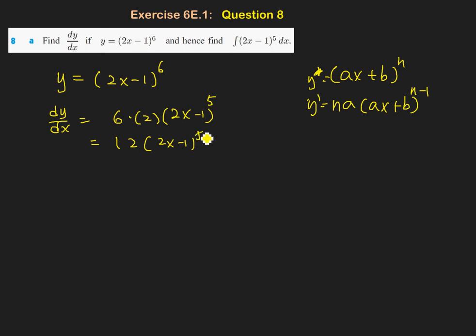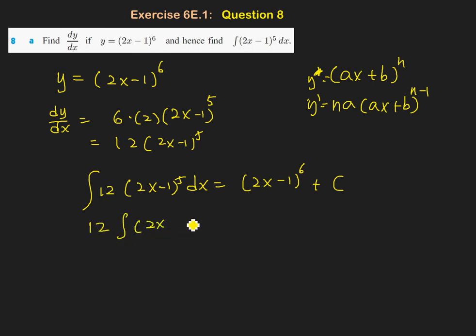And so they ask you to find this, and therefore this (2x minus 1) to the power 6 is the antiderivative of this expression. Meaning that if you integrate this, you should see this. Again, do not forget the c. However, we are being asked to find the integral of (2x minus 1) to the power 5 without the 12. We do this step.